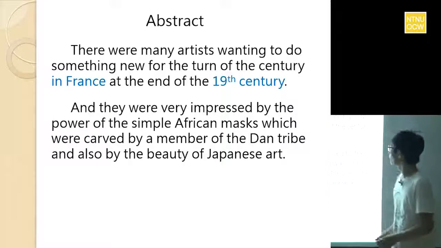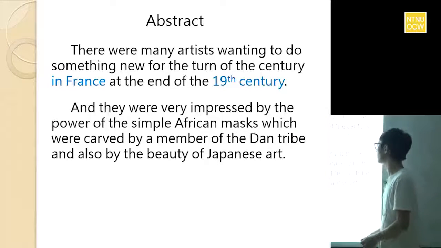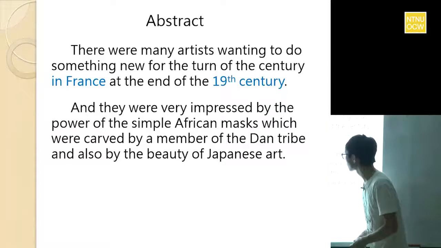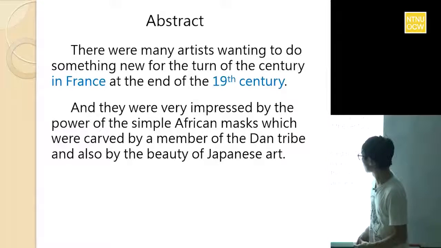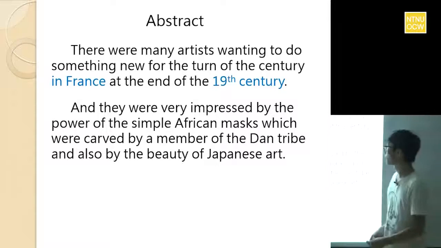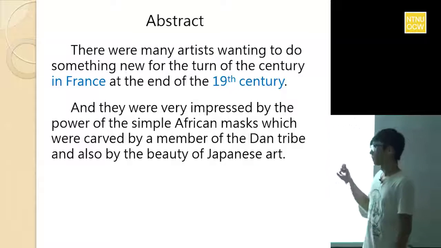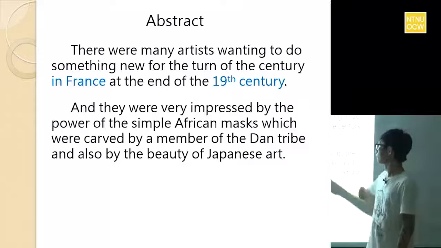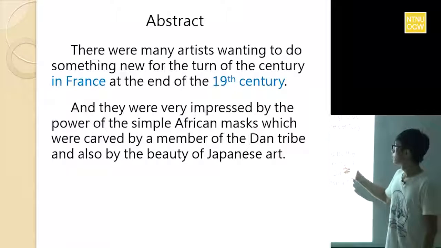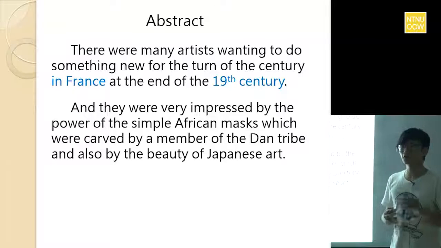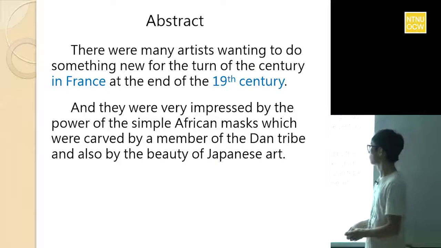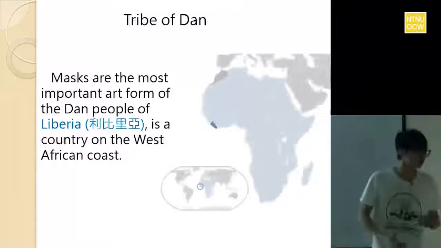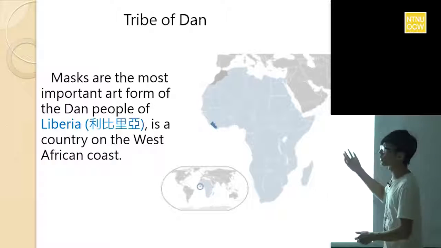They were very impressed by the power of the simple African masks, which were carved by a member of the Dan tribe, and also by the beauty of Japanese art. So we can know the idea of abstract art comes from African masks. The artist feels something is very special or powerful about the African mask. Next, I want to introduce the tribe of Dan.